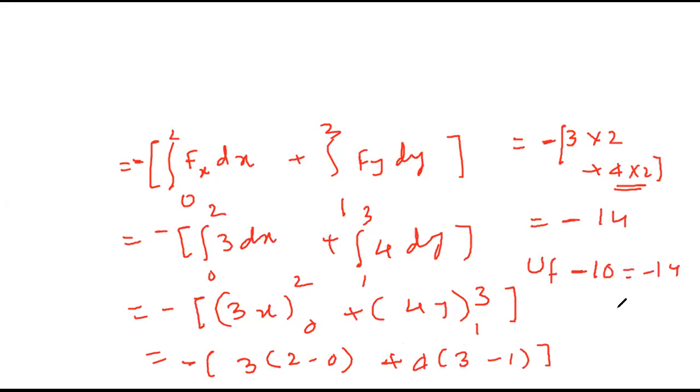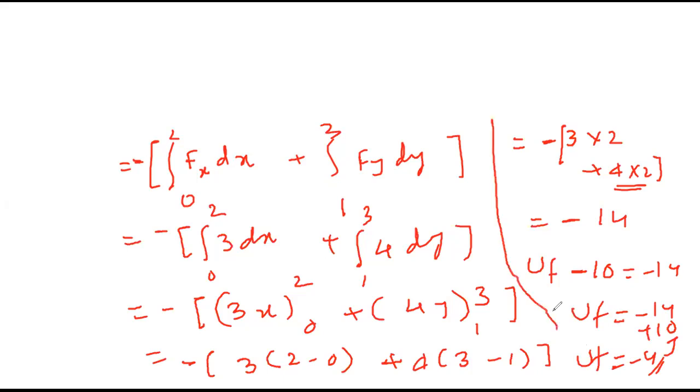So U final equals minus 14 plus 10. Therefore U final is minus 4 joules. This is what is not given in detail in our state board, this part. Copy now. So the final potential energy is minus 4.